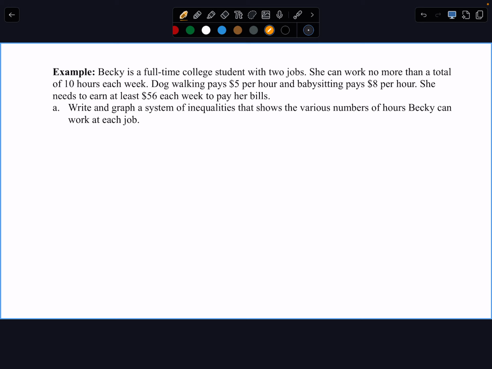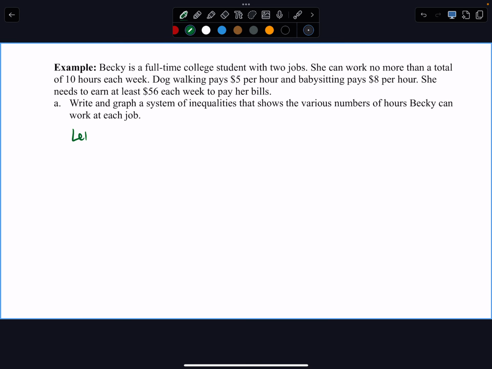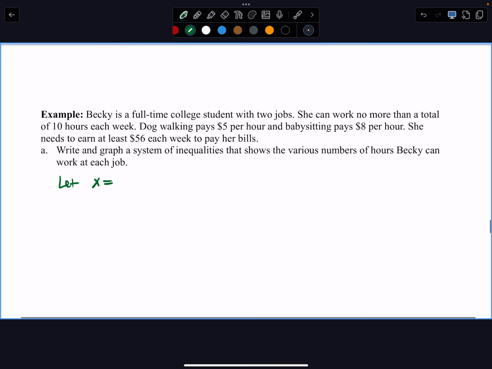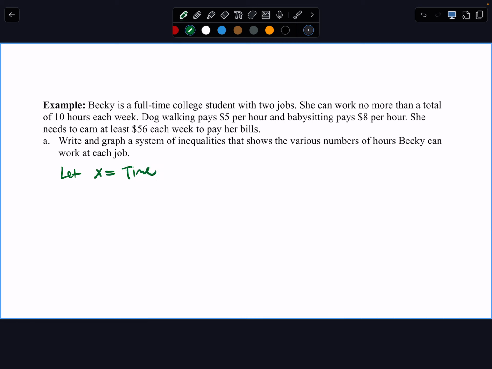Write and graph a system of inequalities that shows the various numbers of hours that Becky can work at each job. So what should we define our variables as, you guys? What should we let x equal to? Dog walking. Number of hours of dog walking or time dog walking in hours? Time dog walking in hours. And then Y would be time babysitting. Yeah.